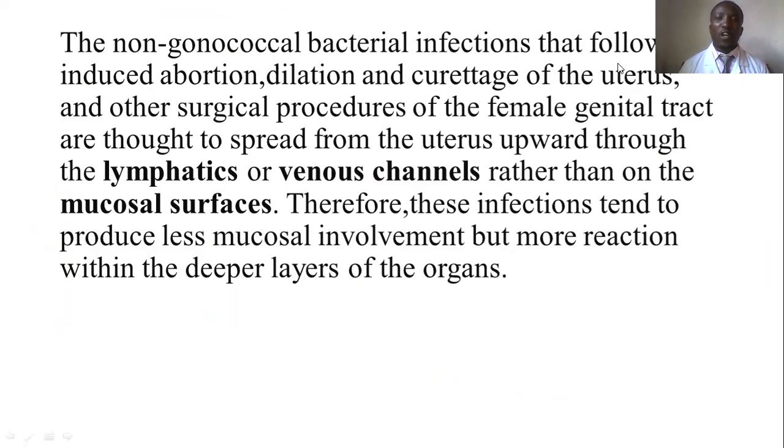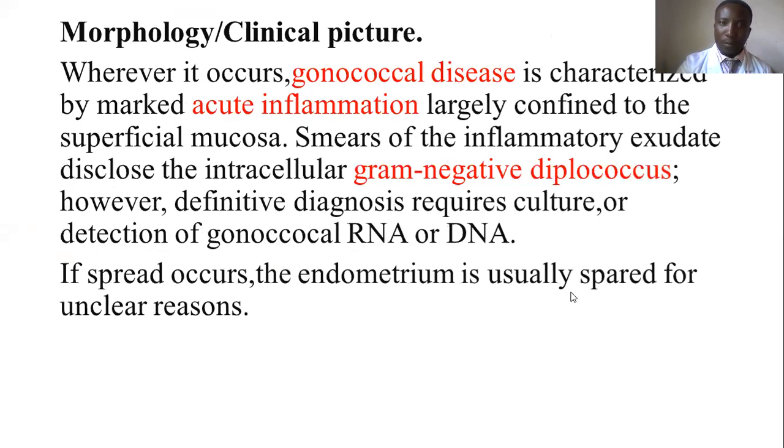bacterial infections that follow induced abortion, dilation and curettage of the uterus, and other surgical procedures of the female genital tract are thought to spread from the uterus upward through the lymphatics. These are channels, lymphatic channels or venous channels, rather than on the mucosal surfaces. Therefore, these infections tend to produce less mucosal involvement, but more reaction within the deeper layers of the organs.